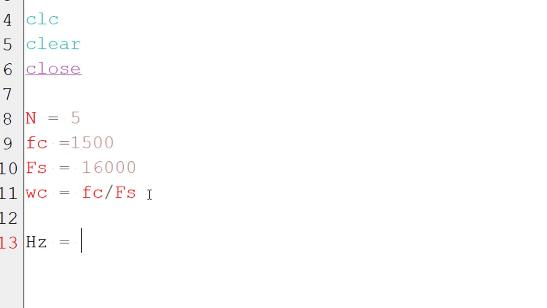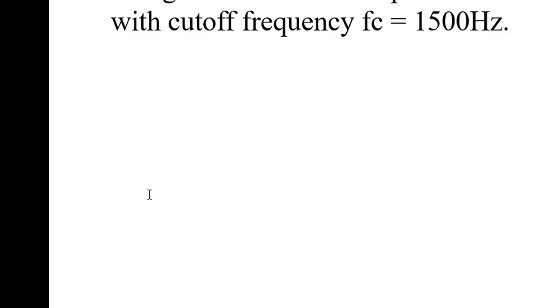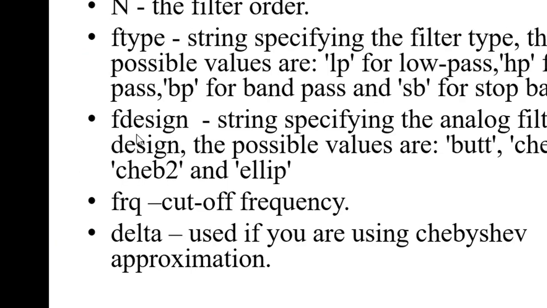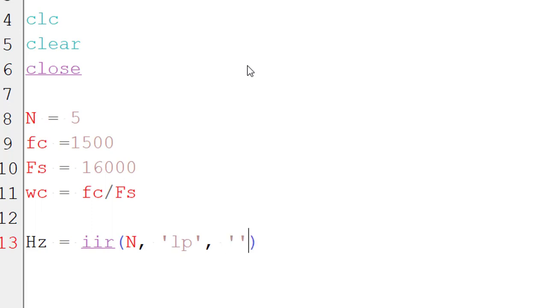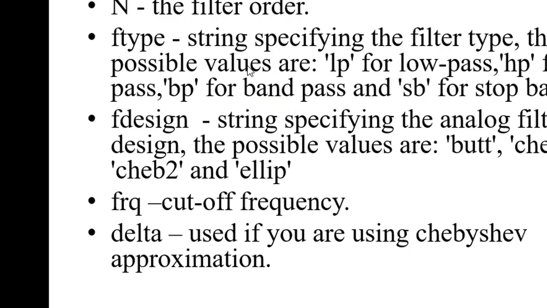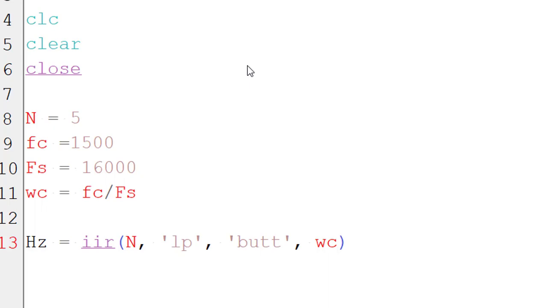HZ is equal to, what's the command? IIR. First is the order, capital N. Next argument is the filter type. This is a low pass filter. And the third argument is, what is the third argument? F design. So it has to be in single quotes. Since we are using Butterworth approximation, BUTT. And what is the fourth argument? Cutoff frequency, which is omega C here, and the last argument is delta. You make it 0 space 0.